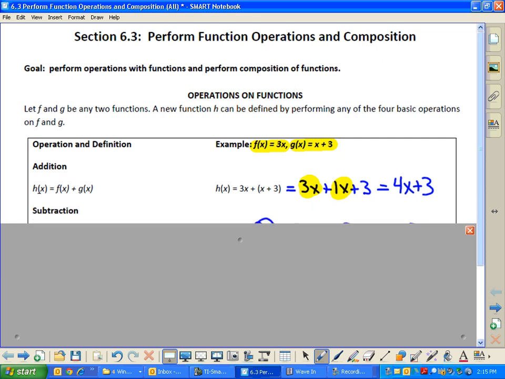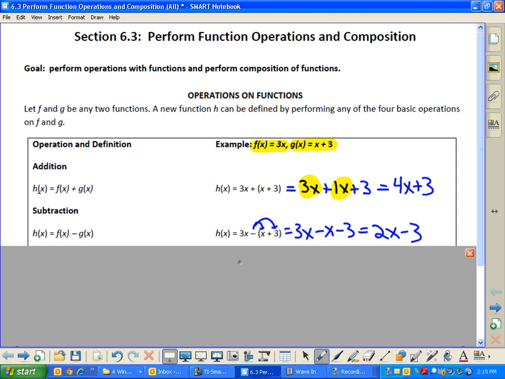Subtraction, the most common error I'll see with subtraction comes in the signs. Here, if we subtract the two functions, f of x and g of x, here's our f of x, and here's our g of x. And when we subtract them, remember you want to make sure you distribute that subtraction sign into that quantity. So it's actually like we're doing 3x minus x minus 3. And when I simplify that by combining my like terms, 3x take away x gives us 2x, and then minus 3 comes along for the ride.